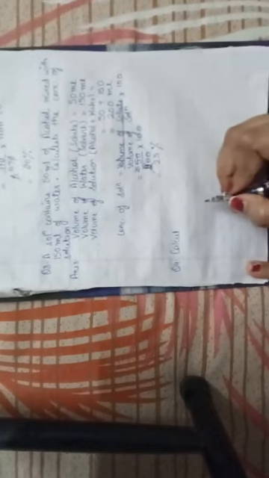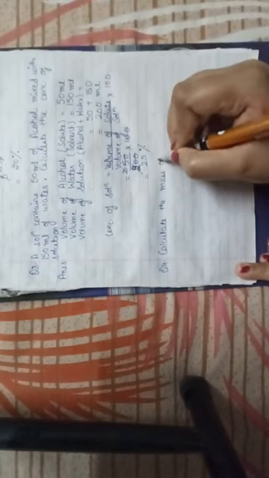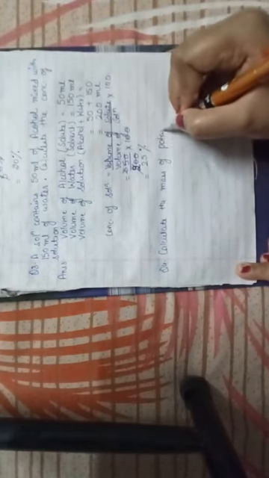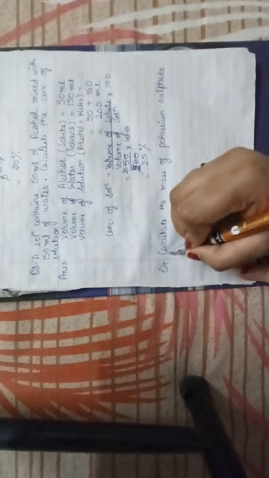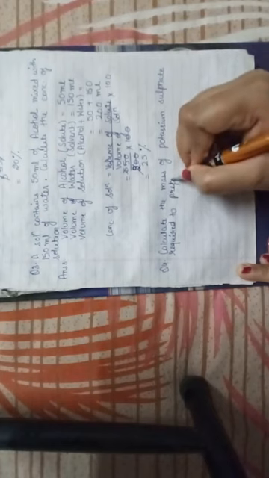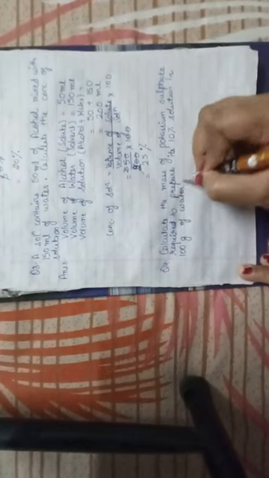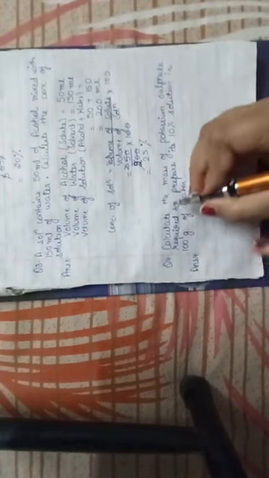Next numerical. Calculate the mass of potassium sulfate required to prepare its 10% solution in 100 grams of water. Now here is the solution. So calculate the mass.